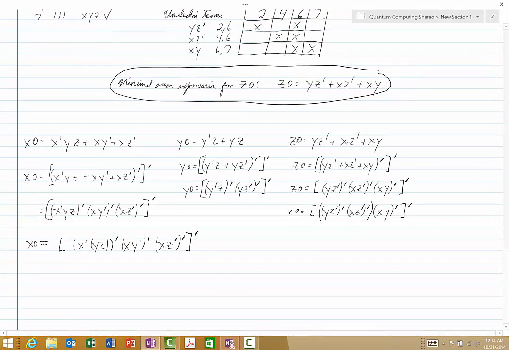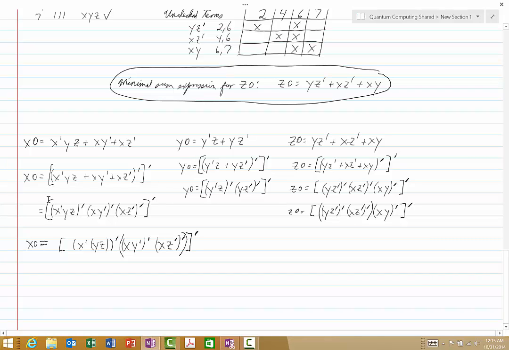And by the way, I didn't put the last set of parentheses down here with X0. We could do this in a couple of fashions. Maybe let's do this.